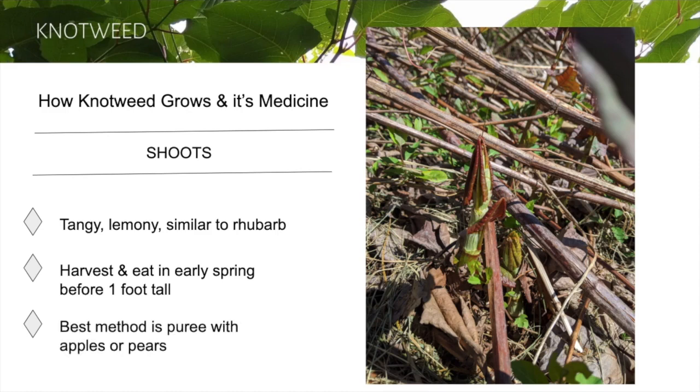And the best method is to puree the knotweed, especially with a fruit such as apples or pears. Combines really well with the flavor of the knotweed, kind of like mellows it out and also adds a little sweetness to it. And the knotweed shoots are especially good in desserty type dishes as well as baked things.